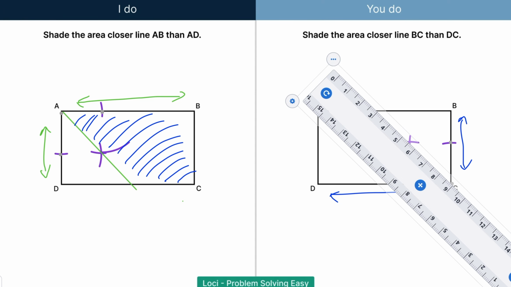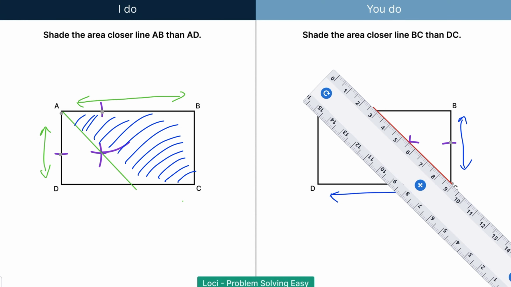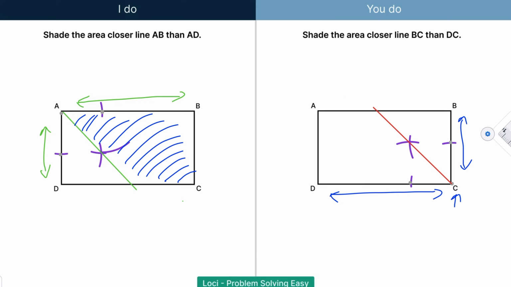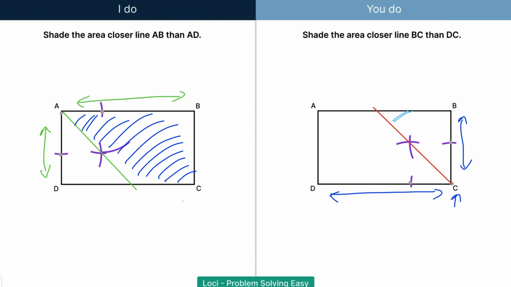Looks like, yeah, that looks almost perfect. That would be good enough. So I then take that, draw a line through there. Awesome. And now it's saying the region closer to BC. So that is going to be this region over here.